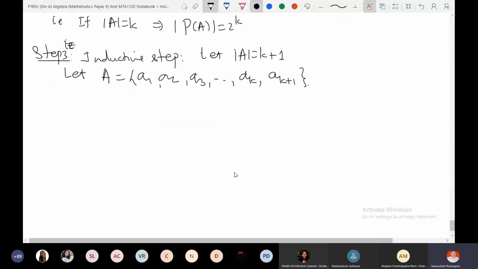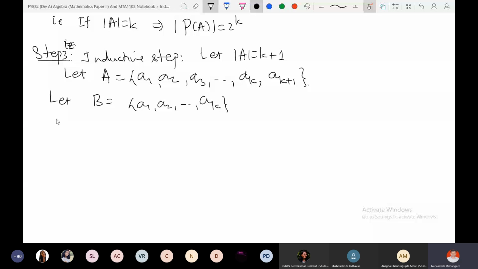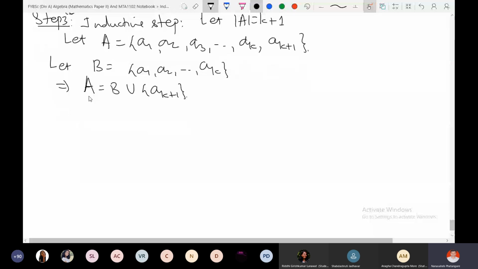Now let B be equal to {A1, A2, ..., AK}. I will separate this B. Then I can say that A is equal to B union {AK plus 1}. I will separate out K elements, and then I will separate out AK plus 1 from these K elements. So certainly I can say that set A is B union this single element, right?